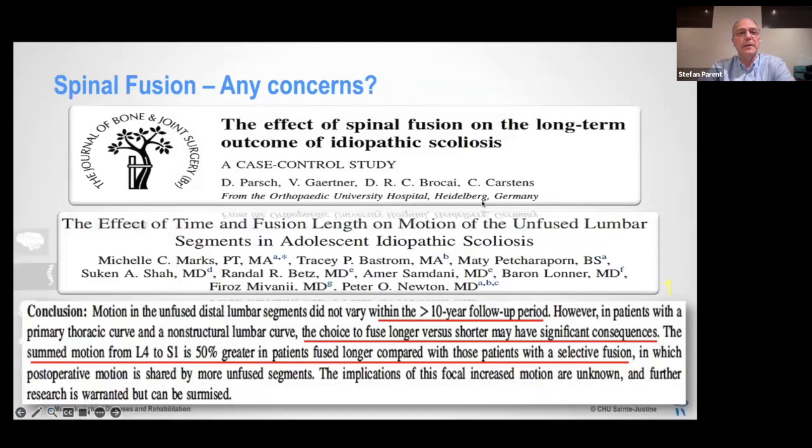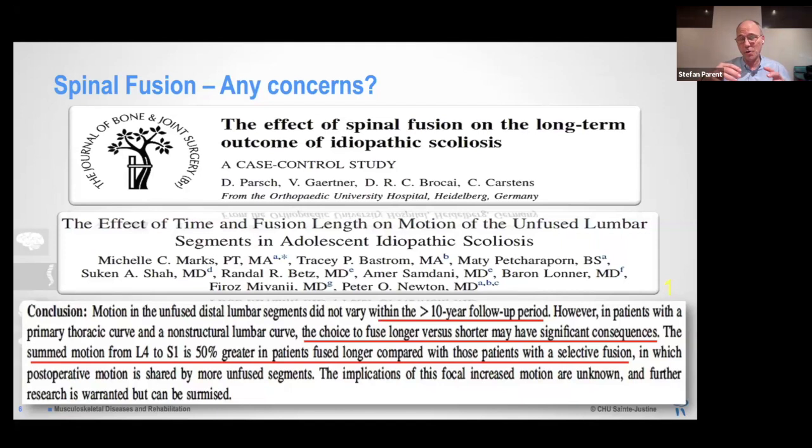Right. So what is really bad about spinal fusions? If you look at the long-term effect, it's really the longer your fusion is, the more stress you put on the adjacent unfused segment. So when looking at the selective fusions, we could see that the lower you were going down, the more impact that had on that distal motion.